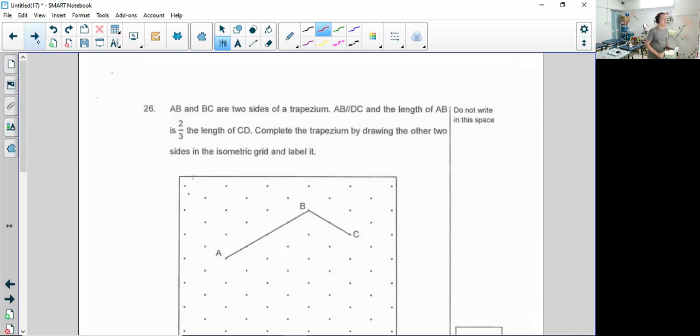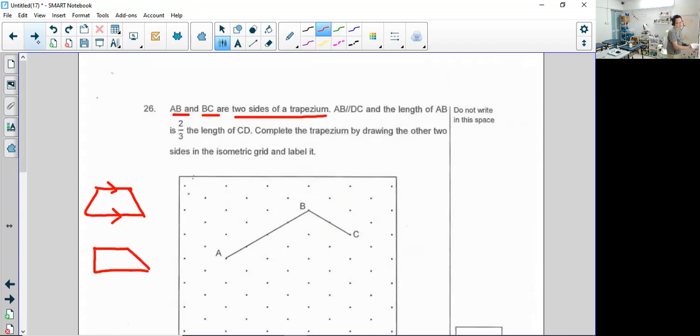All right, AB and BC are 2 sides of a trapezium. So what do you know about trapezium? Trapezium is a 4-sided figure, and it has 2 lines that are parallel, right? It can be like this. It can also be like this. All right, so you need to understand what is a trapezium before you can do the drawing. And your AB is parallel to DC.